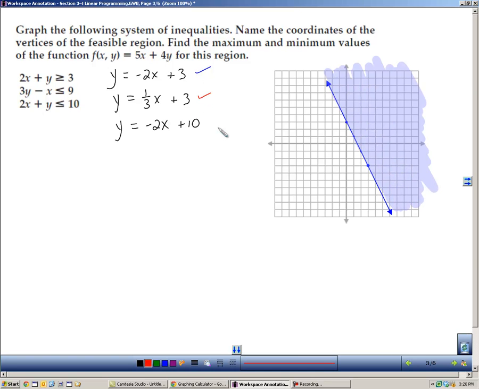Second one I'll do in red. 0, 3 is also the y-intercept for that one. Slope is up 1 to the right 3. Up 1 to the right 3. Solid line because it's less than or equal to. Plug 0, 0 into the original. 0 minus 0 is 0. Is 0 less than 9? Yes. Since 0, 0 is here and it's true, I'm going to shade below this red line.